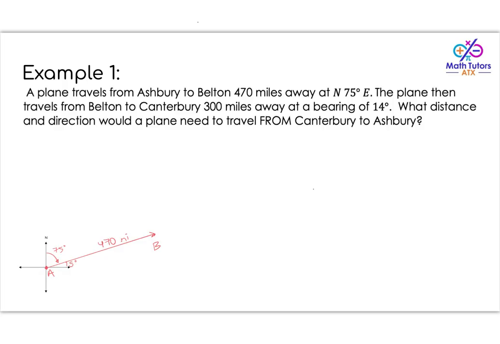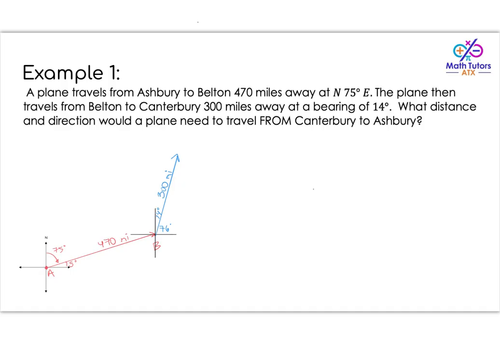And so now I'm traveling from Belton to Canterbury. I need to make new little crosshairs because it looks to me like we are adding these vectors up if I'm going from one to the next here. So now we're going at a bearing of 14 degrees. So if I go from north and then I just go clockwise 14, maybe it looks a little something like this, right? And then I'm going 300 miles that direction. So again, this would be the 14 degrees. So 90 minus 14 would be 76. That's important. I'm going to need to know that. And this is 300 miles.